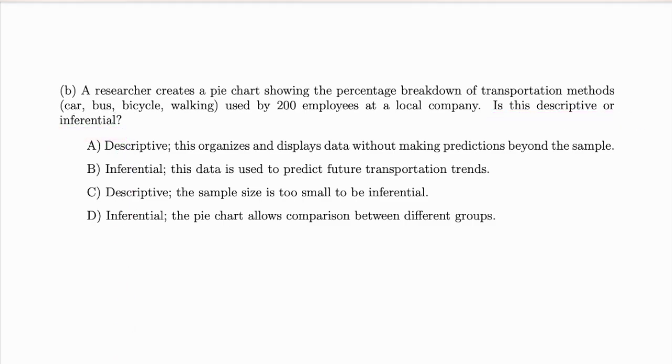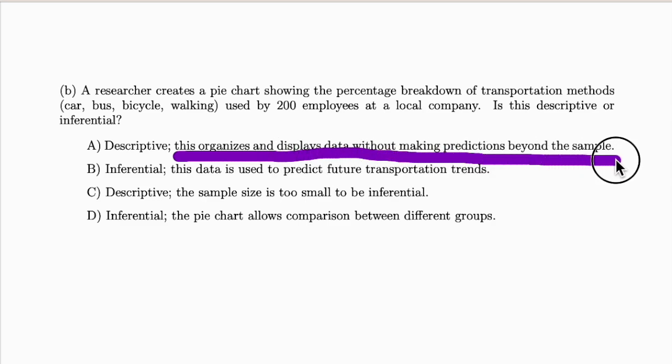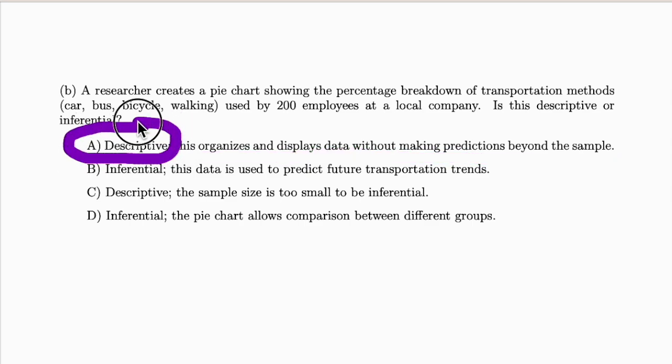This is an example of descriptive statistics because the researcher is collecting data from 200 employees and just simply organizing and presenting the information in a pie chart. They're not attempting to draw conclusions about the employees or companies or predict future transportation patterns. They're just summarizing what they found in the specific sample. So looking at the choices for descriptive statistics, we have choice A and choice C. Choice A gives a much better explanation. It says this organizes and displays data without making predictions beyond the sample. And that's exactly what descriptive statistics does. So we are going to choose A.